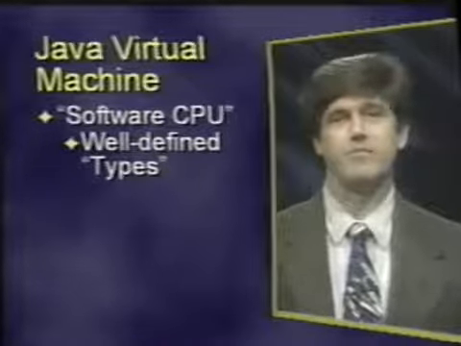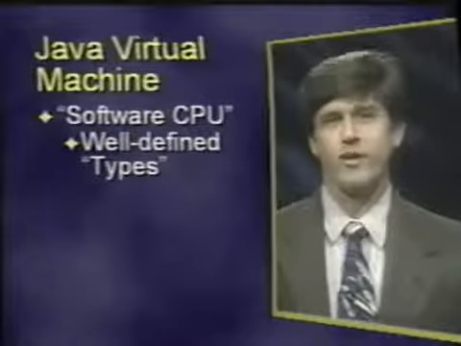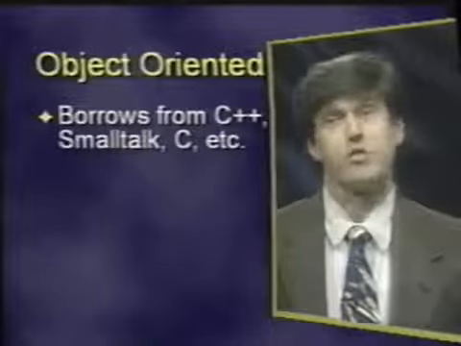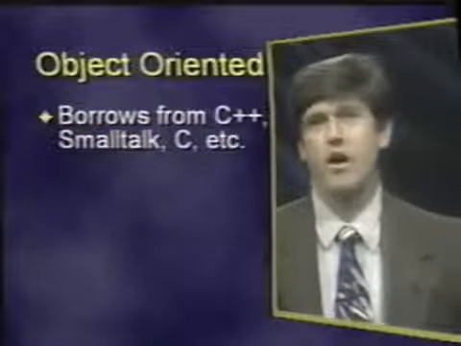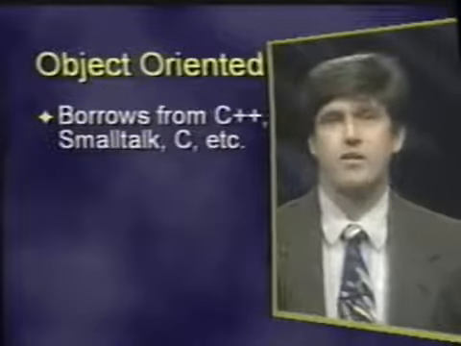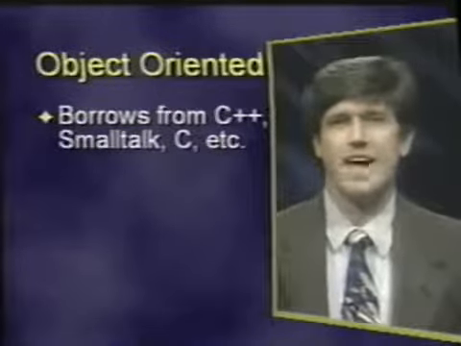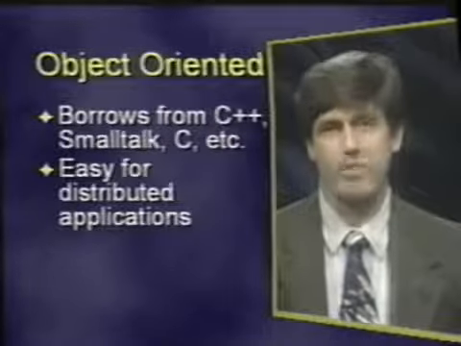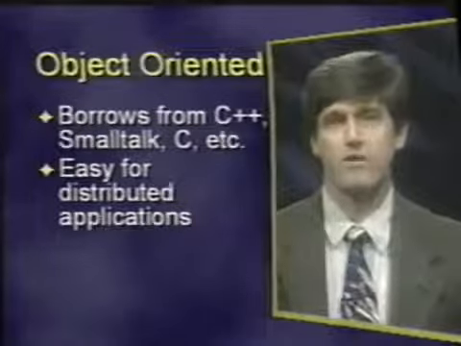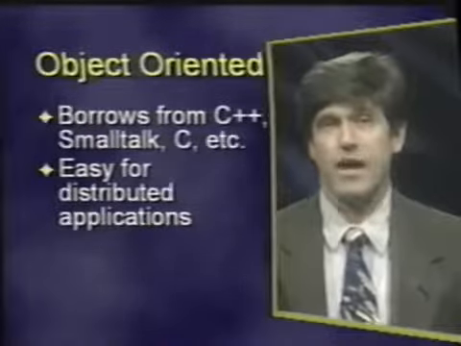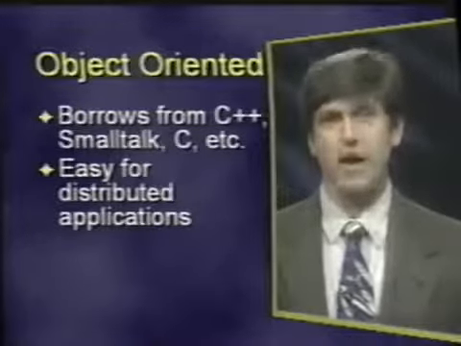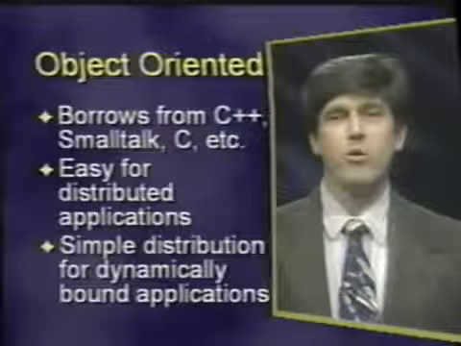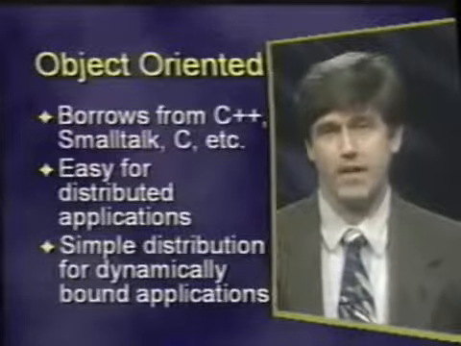Java is an object-oriented programming language. It borrows from a lot of popular object-oriented programming languages such as C++, Smalltalk. It borrows from C. It borrows from these languages, but it's not exactly any of them. It's an easy model for distributed programming applications. It was really designed for developing distributed programming applications. It compiles into very small components. The objects can then be loaded as needed over a network. There's a very simple distribution for dynamically bound applications.